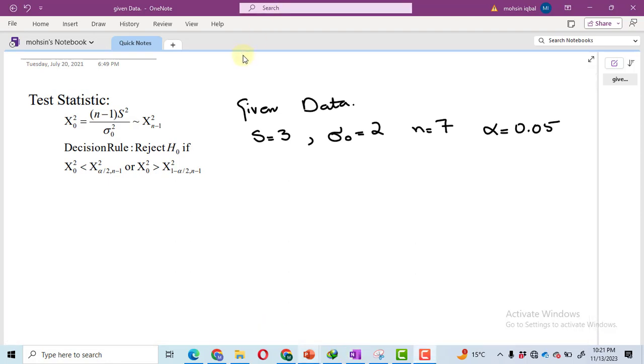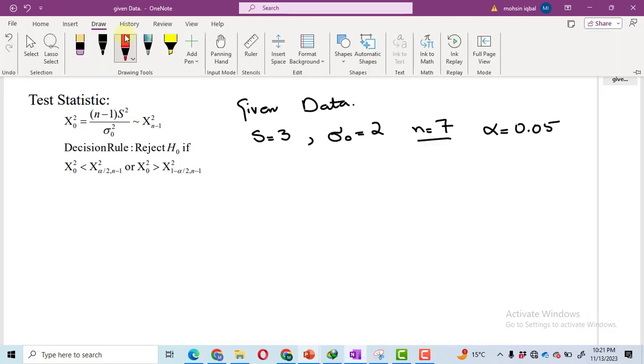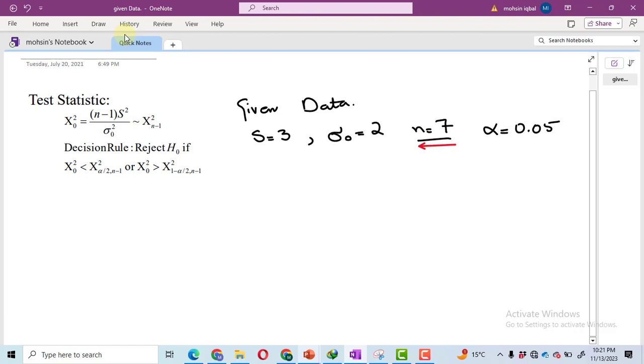Let's start. We have a sample that has 7 observations. The standard deviation of the sample is 3. We test the hypothesis that the standard deviation is equal to 2, and the alpha value we have taken is 0.05. Now we come towards the test statistic.